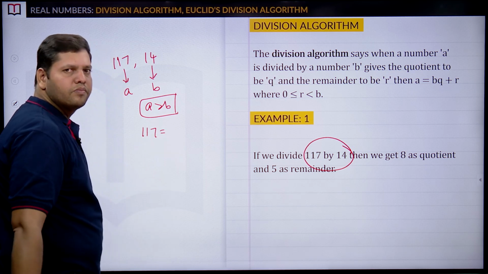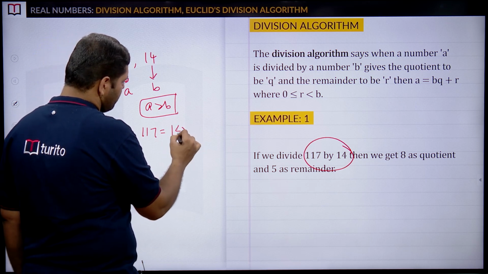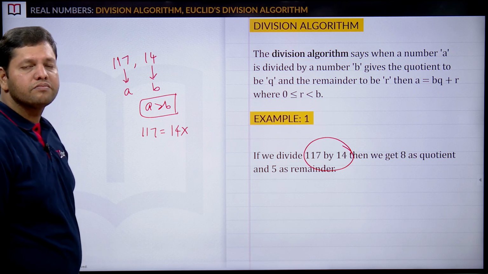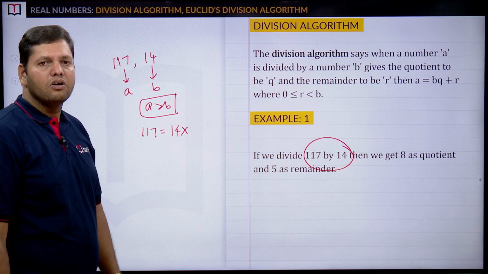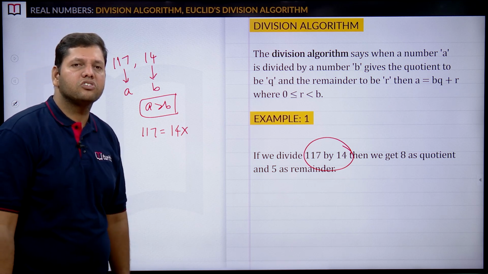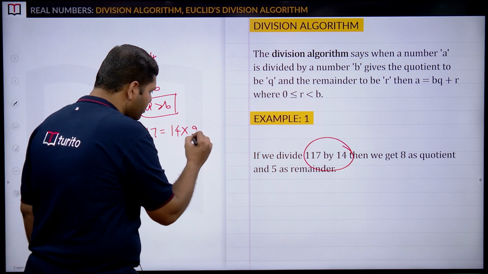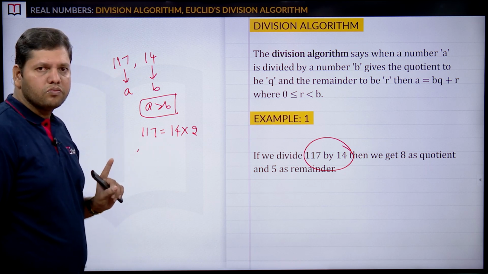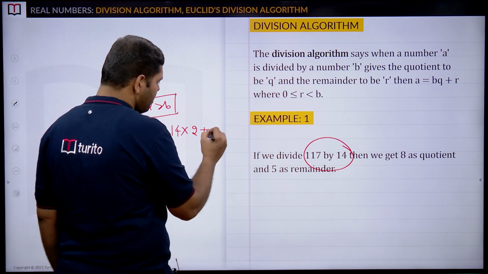Now, how can we write? 117 is equal to, tell me children, 14 how many times? 14 sixes are 84. 14 sevens are 98. So 14 eights are? What is 14 eights, children? It is 112. So we can take 14 eights is 112. So 117 minus 112, what is the value? 5. So we can write the remainder as 5.